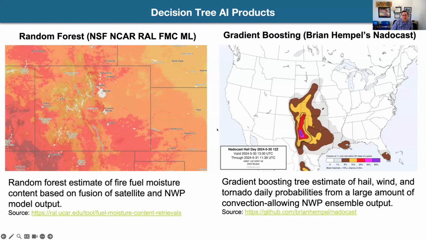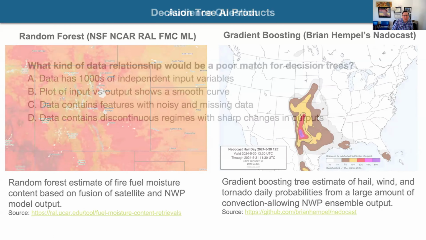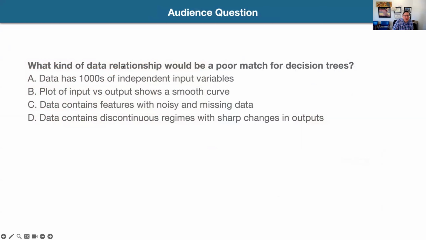So these are a couple ways you can use it. There's lots of other ways, of course, but I want to highlight a couple big examples. And then for the next audience question, based off of how I describe these algorithms, what kind of data relationship will be a poor match for decision trees? A, data that has thousands of independent input variables. B, plots of input versus output showing a smooth curve. C, data contains features of noisy and missing data. And D, data contains discontinuous regimes of sharp changes in outputs. Share your answers again on Discord.